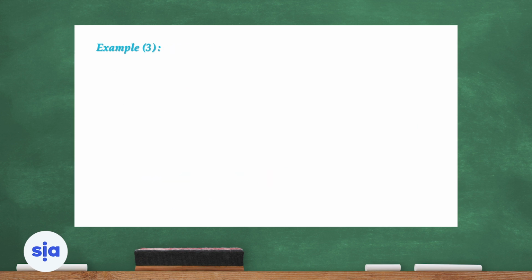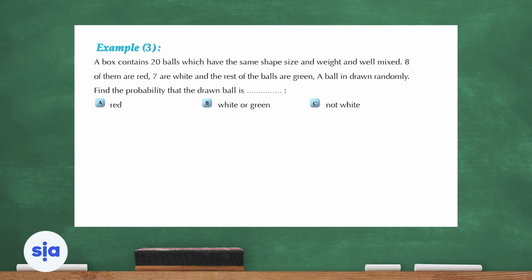Let's now move to example 3. A box contains 20 balls which have the same shape, size, and weight and are well mixed. 8 of them are red, so we can say that R equals 8. 7 are white, so W equals 7. The rest are green. How many of them are green? Yes, the green is 20 minus the sum of 8 and 7, which is 15. So green equals 5.